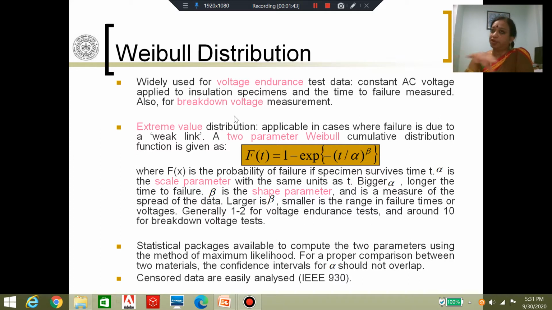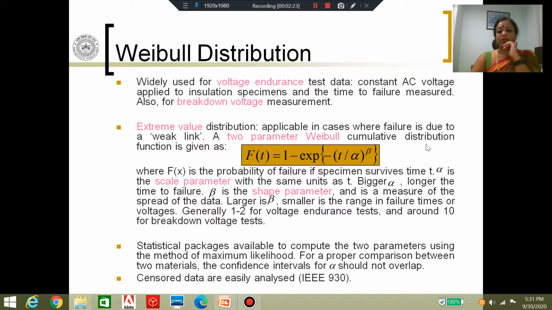So all over the region, the entire volume of the material may be very capable of withstanding the applied stress, but if there is one small region which cannot withstand the applied stress, that is going to determine what the breakdown voltage or the time to failure will be. And therefore, for such kind of data, the normal Gaussian distribution curve is not an adequate representation, and therefore we use extreme value distributions. One of those extreme value distributions, which is commonly used for breakdown measurement or voltage endurance test data, is the two-parameter Weibull cumulative distribution.